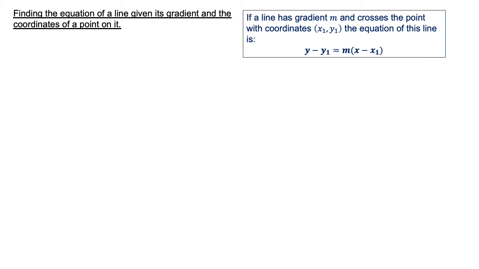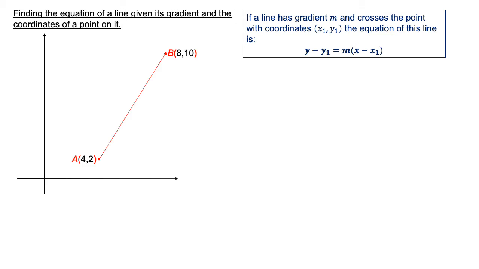So if I know the gradient, m, of the line, and this line passes through a point with coordinates x1, y1, then the equation of the line is y minus y1 equals the gradient multiplied by x minus x1. Note the brackets because it is in brackets. So there it is, that's the equation of the line. So let's use it now. Here, again, go back to our line AB with the same coordinates. Again, we know from before that the gradient is 2.